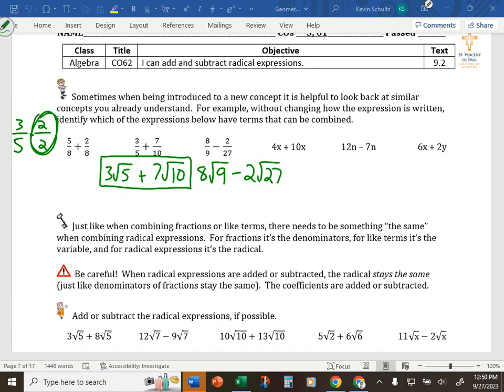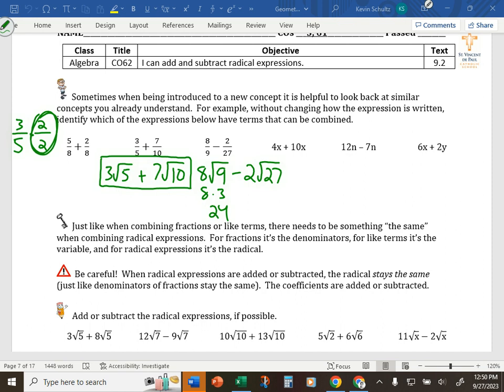So, how does 8√9 simplify? 24. And how'd you get that? The root of 9 is 3, and 8 times 3 is 24. Excellent.